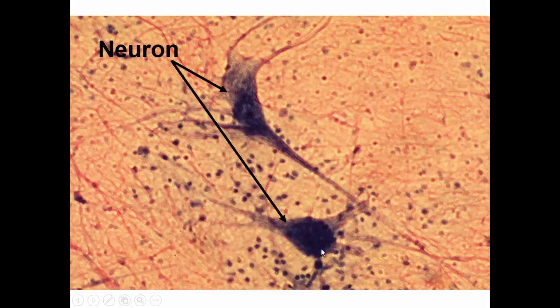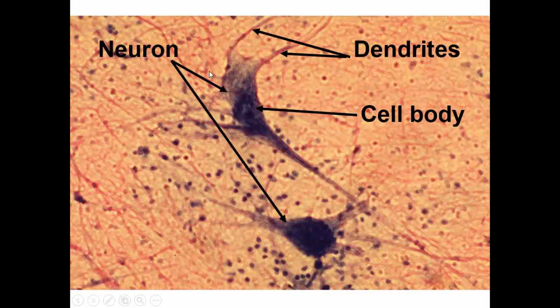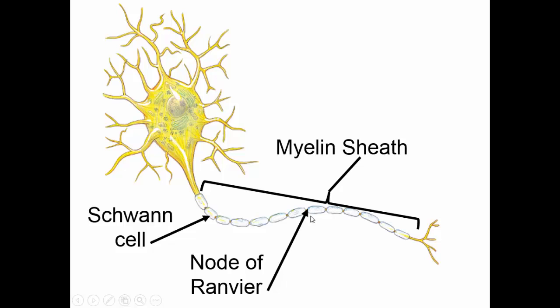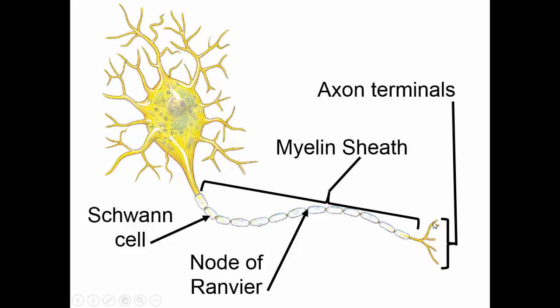Here you see a couple of neurons. There's the cell body, dendrites back here, and here is an axon. The axons of the peripheral nervous system have a myelin sheath. This myelin sheath is composed of Schwann cells. Individual cells wrap themselves around the axon. Now the cells do not overlap, but there are little gaps between the cells. These are known as nodes of Ranvier. Impulses that travel along the axon will travel more quickly along a myelinated axon than an unmyelinated axon. When the impulses reach the end of the axon, we have the axon terminals. This is the part of the axon that will communicate with the next cell.